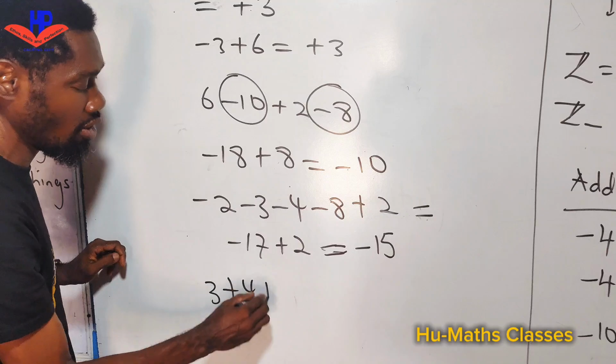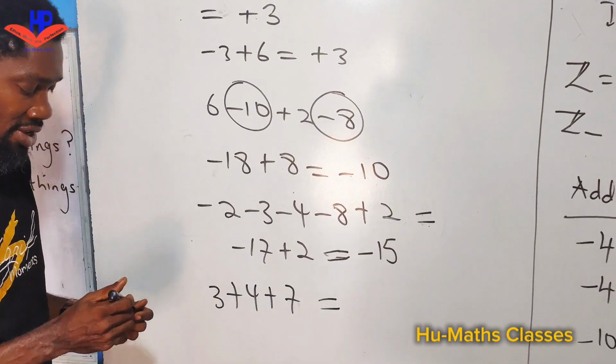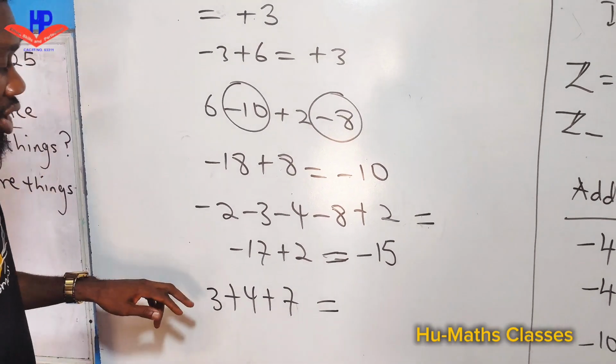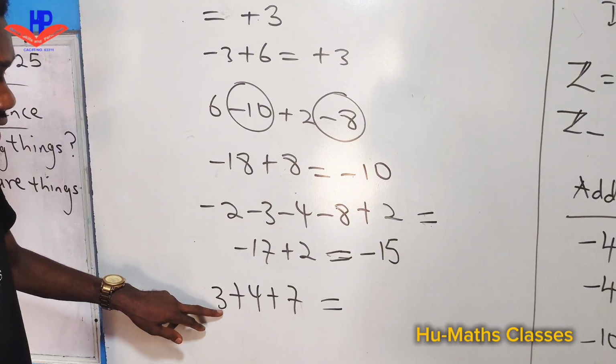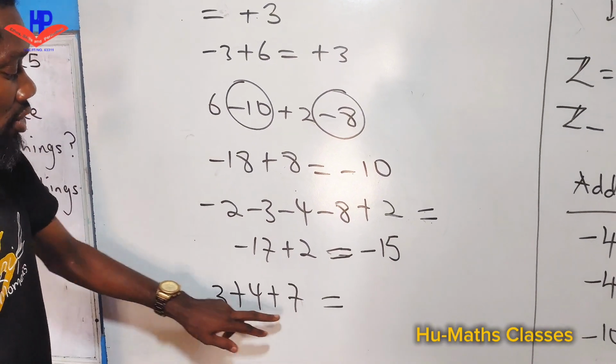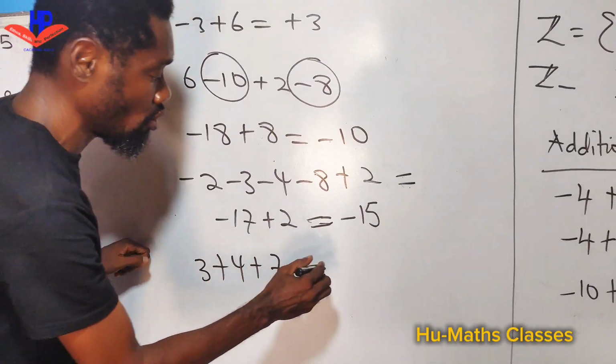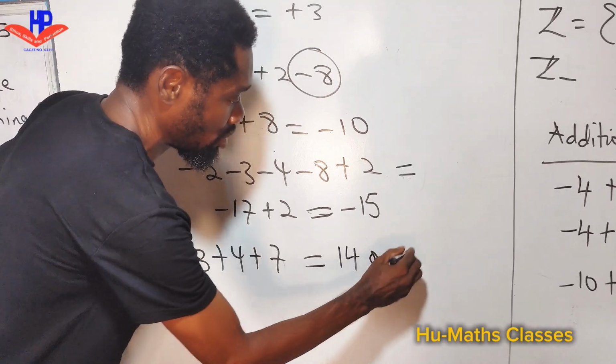3 plus 4 plus 7. In this case, you do not owe anybody. What you have for yourself is 3, 4, and 7. So in total, what you have for yourself will be 14, or you write plus 14.